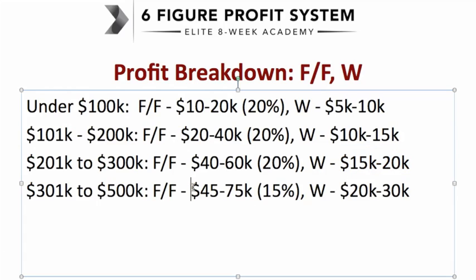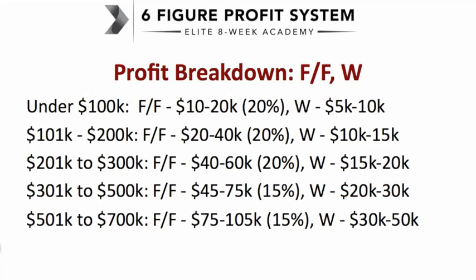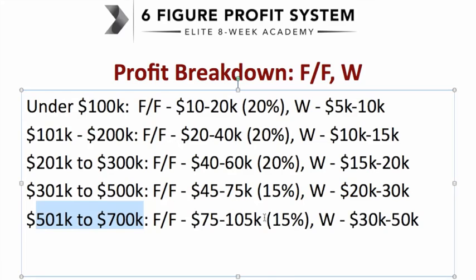Now the 3 to 5, you should be making 45 to 75 on fix and flip. We do drop our percentage when we get up over 300 or 350 typically, because of economies of scale. We're making a percentage, so we can drop down to 15% on our profit margin and still do really well. That's typically what we do. And you should be making a $20,000 to $30,000 wholesale fee when you're wholesaling at that price point. And let's go to the next one. If we go 5 to 700,000, you should be making 75 to 105 on your fix and flip profits at 15%. And wholesaling between 30 and 50.